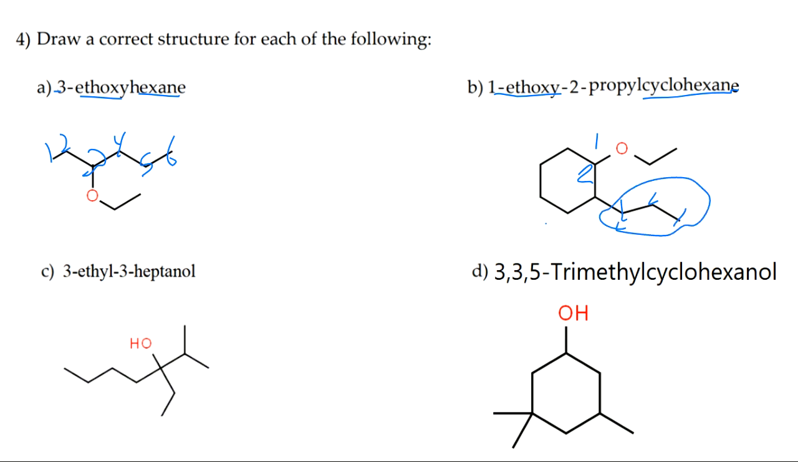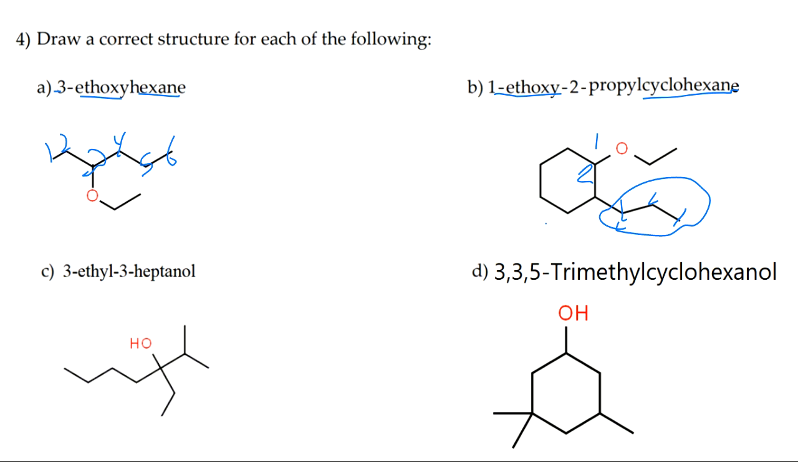Now why is it 1-ethoxy 2-propyl? Why didn't we say 2-ethoxy, for example, 1-propyl? Because it's alphabetical order. E of ethoxy comes before P of propyl. So 1 goes to ethoxy.